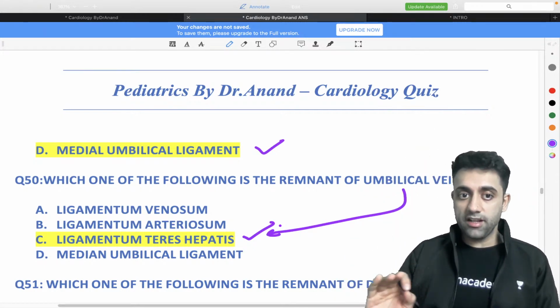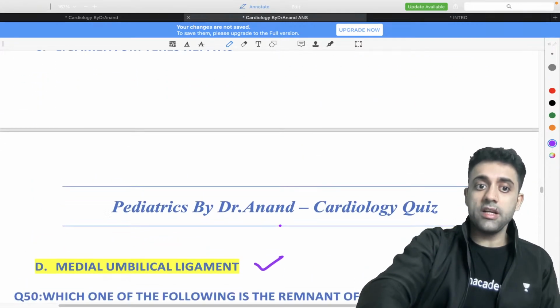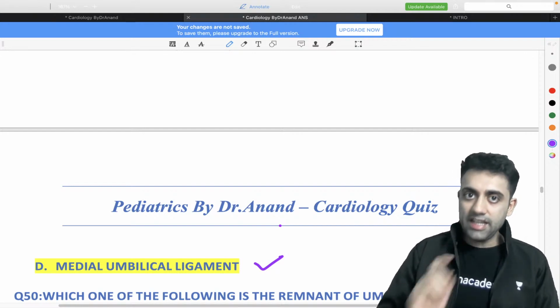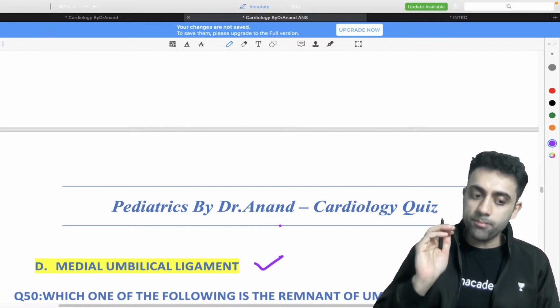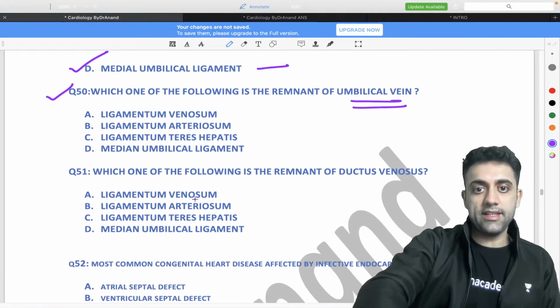The remnant of umbilical vein is ligamentum teres hepatis and the remnant of umbilical artery is nothing but medial umbilical ligament. Don't forget this. This is important. Okay. Question number 51 is a very easy one.